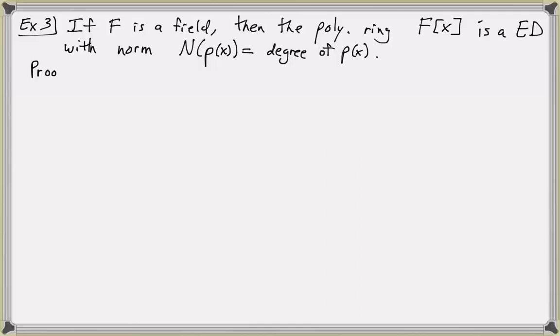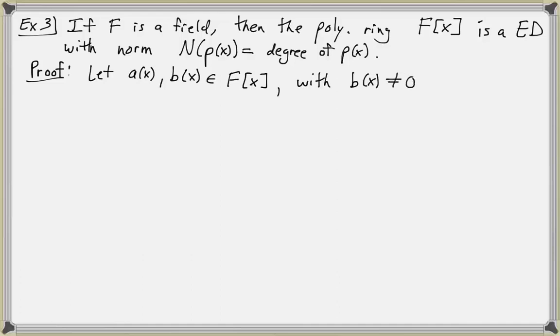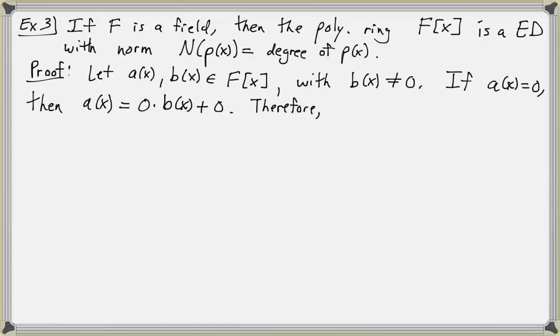So let's prove this. We're going to prove that given two elements a of x and b of x in this polynomial ring, we can find q of x and r of x that satisfy the division algorithm. So let a of x, b of x be in this polynomial ring, and we're going to assume that b of x is not zero. Then if a of x equals zero, we could write a of x in the desired form by writing it as zero times b of x plus zero. So the division algorithm holds when a of x is zero. Therefore, we may assume that a of x is not 0.